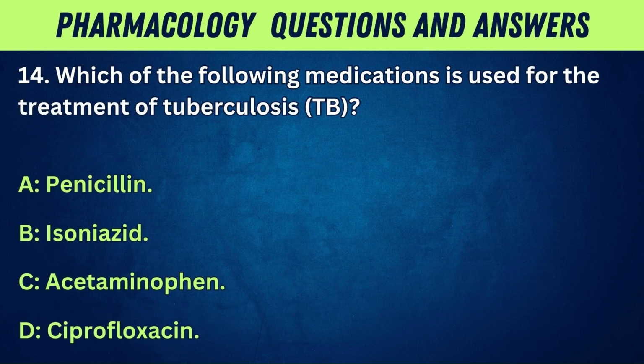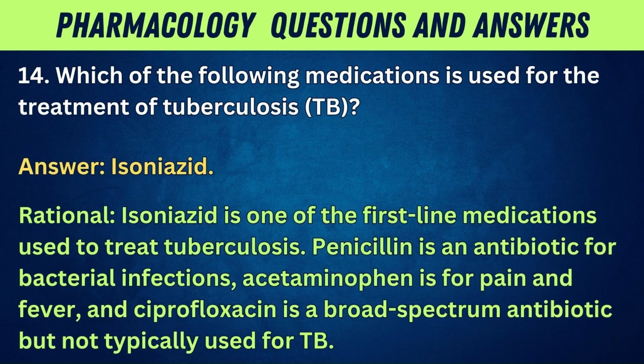14. Which of the following medications is used for the treatment of tuberculosis, TB? A. Penicillin. B. Isoniazid. C. Acetaminophen. D. Ciprofloxacin. Answer: isoniazid. Rationale: isoniazid is one of the first-line medications used to treat tuberculosis. Penicillin is an antibiotic for bacterial infections, acetaminophen is for pain and fever, and ciprofloxacin is a broad-spectrum antibiotic, but not typically used for TB.